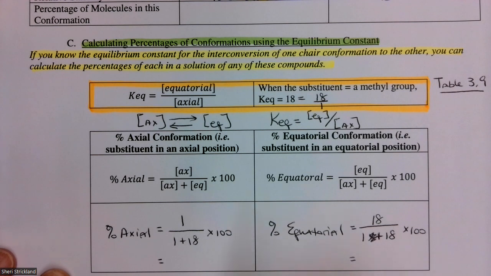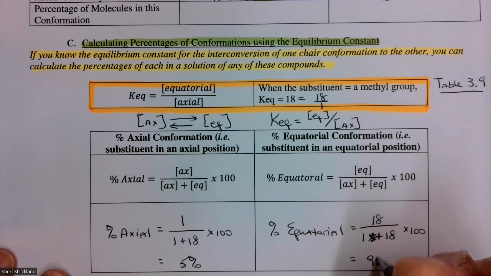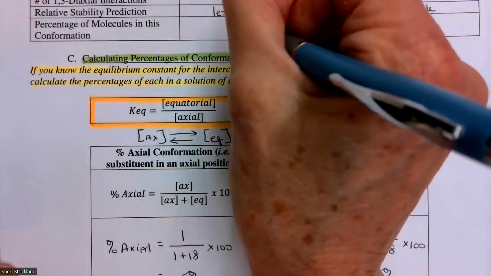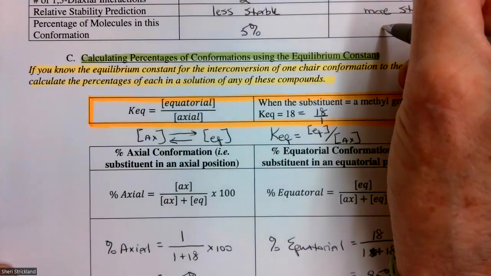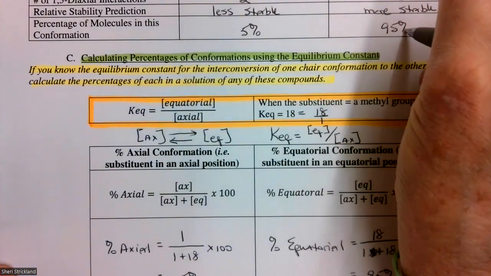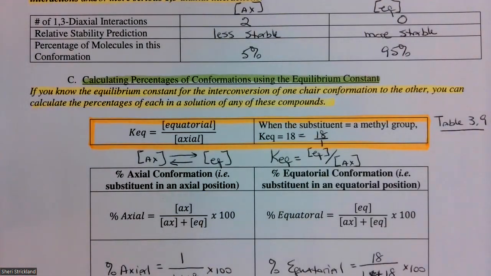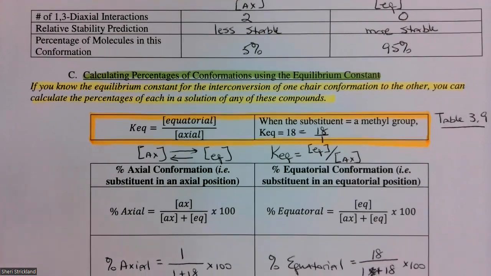All right, welcome back. So this is 5% and this is 95%. And if you've only got two things represented, the total should be 100. So we can put our percentages up here into the table we were working in before, and now you see we have numerical values that line up with our qualitative predictions as well. Okay, so that is the basic story on these conformations of monosubstituted cyclohexanes. If you have any questions, please send them to me.